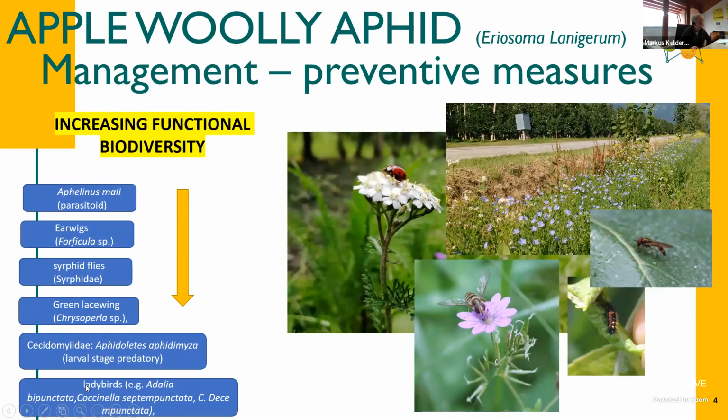The next one, okay. Clearly there are a lot of parasitoids and other useful insects. So it's important to sow flowers and attractive plants to attract the important and useful insects. The next.